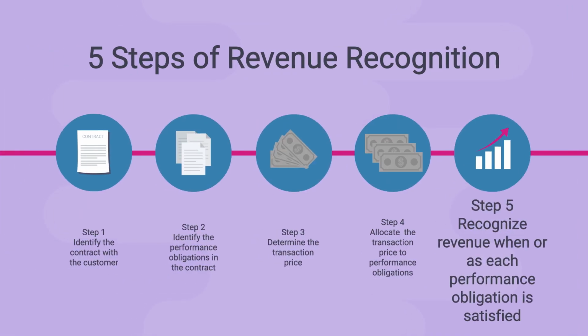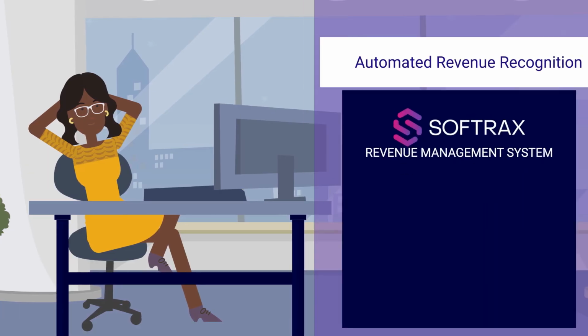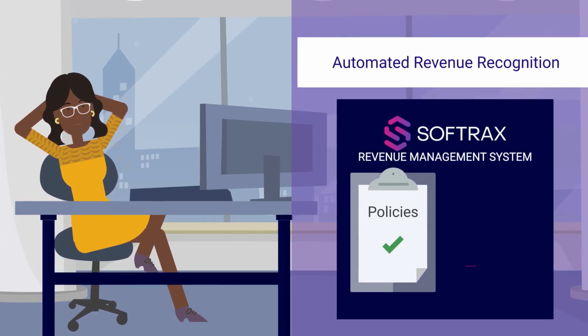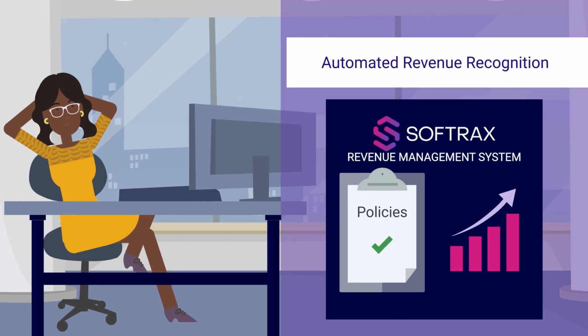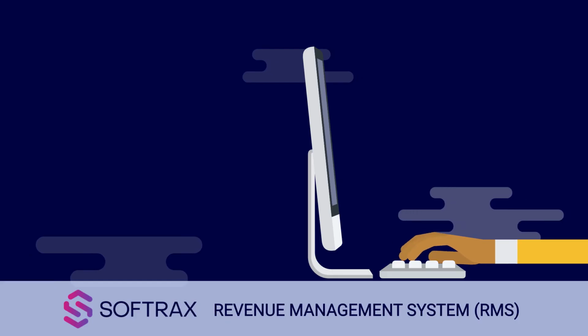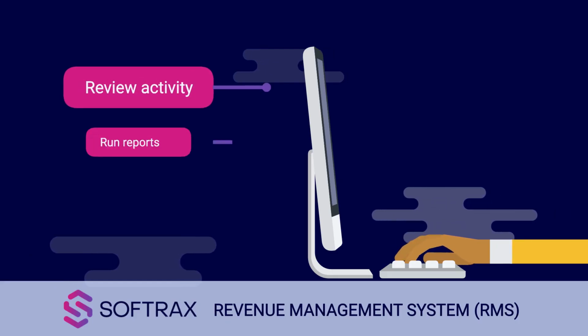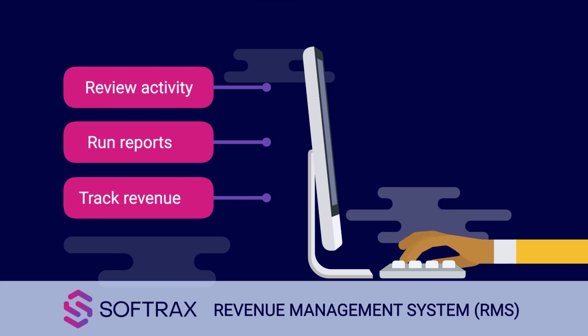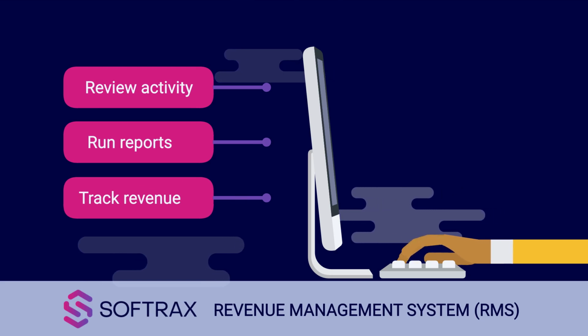Step 5. Recognize revenue when or as each performance obligation is satisfied. With Softrax's RMS, you configure your policies once and let automation and your revenue recognition rules perform the calculations for you. You can review your revenue activity and run reports to track your recognized and forecasted or deferred revenue.